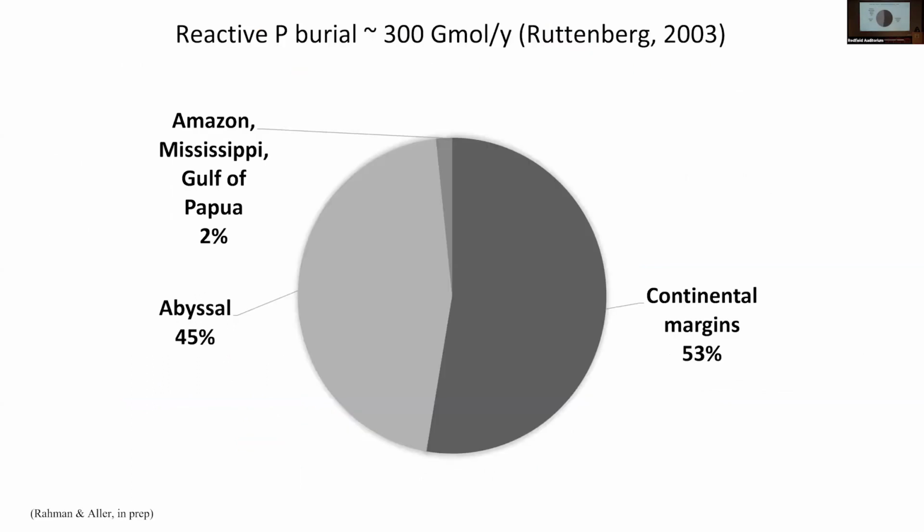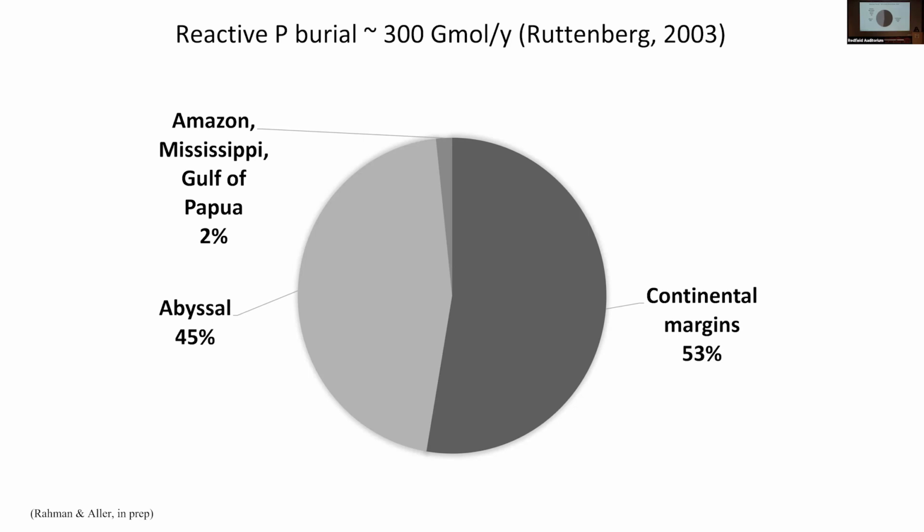Because there is a brevity of data, I was only able to really do this for the Amazon, Mississippi, and the Gulf of Papua. It's like 2% of your global phosphorus budget that can be buried in just those three deltas alone. That's just from the sediment accumulation rates that I had and the area of the delta topset.